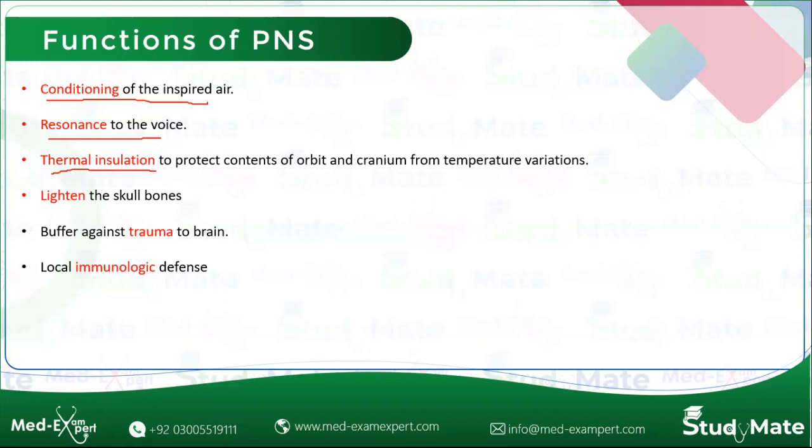Number 4, as it is an air containing cell, it lightens the skull bones. Fifth is it buffers against trauma to the brain. And number 6, it provides local immunological defense. The sinuses have some antibodies which improve the body's immunity.